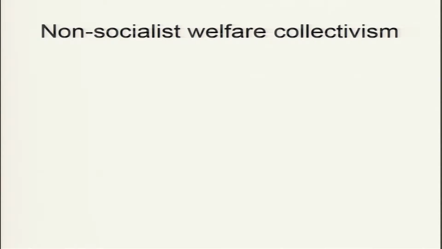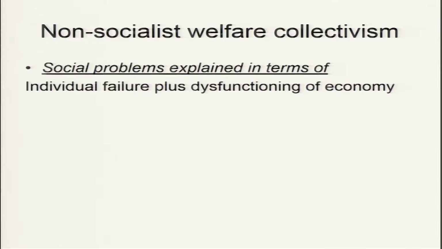Now, let us look at the other theoretical standpoint we are discussing, that is non-socialist welfare collectivism. Let us see how they will look at the same problem. Supposing someone is unemployed, someone is poor. What would the non-socialist welfare collectivist say about why he is poor? Their argument is that capitalism is a just system, capitalism is correct. But they say that even capitalism may go wrong sometimes. Capitalism may be dysfunctional sometimes, and because of that, some people may remain unemployed for some time.